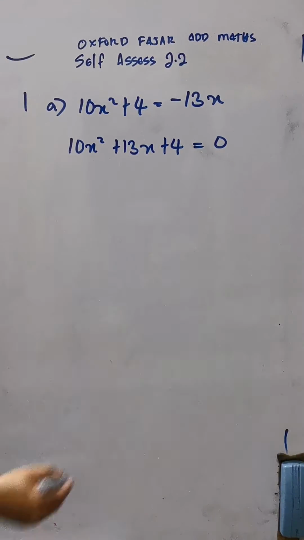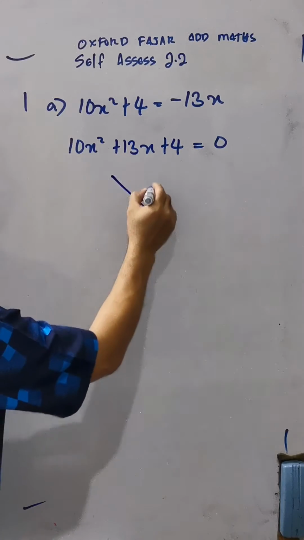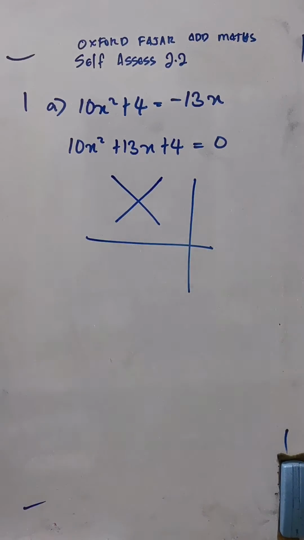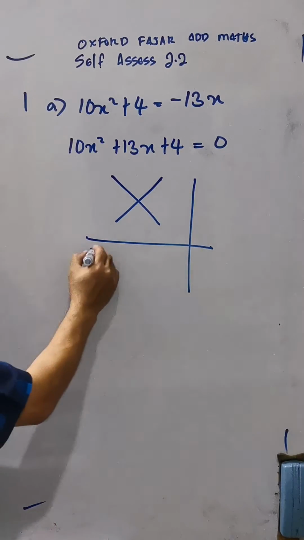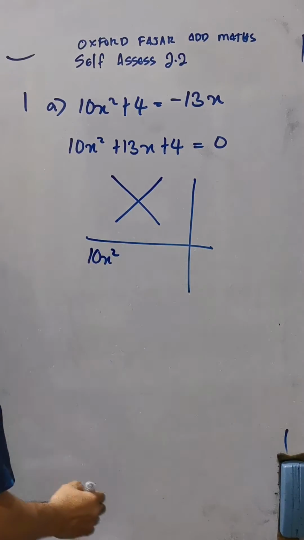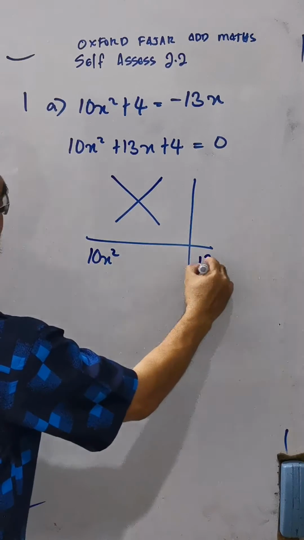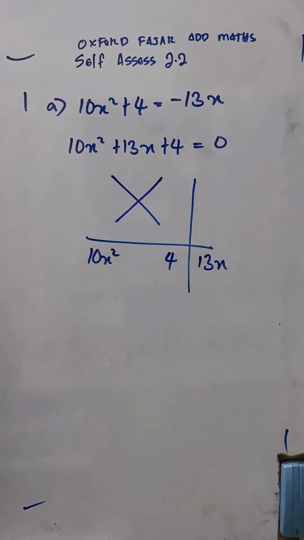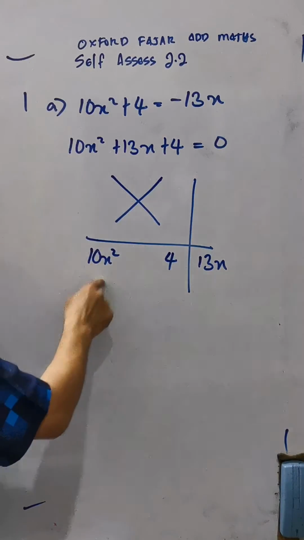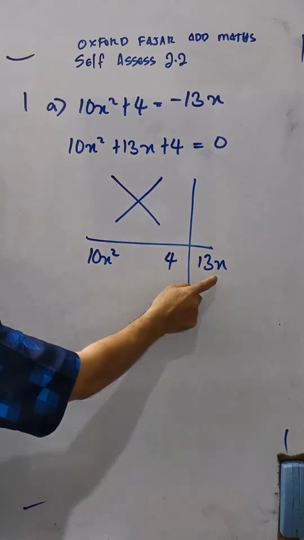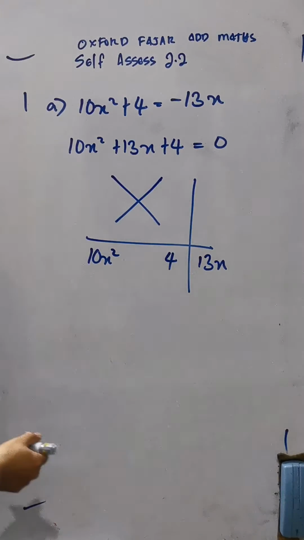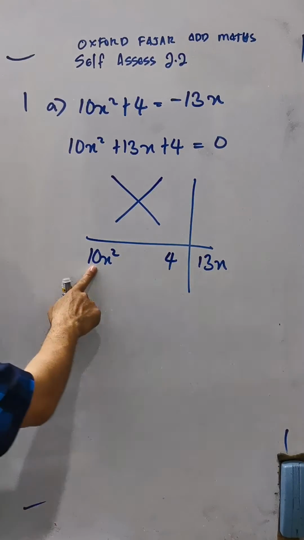So without using a calculator, we have to factorize using this way. You write down here 10x squared, here will be 13x, and here will be 4. In that order: this one will be here, the one with x will be here, and the number only will be here. And then you try.